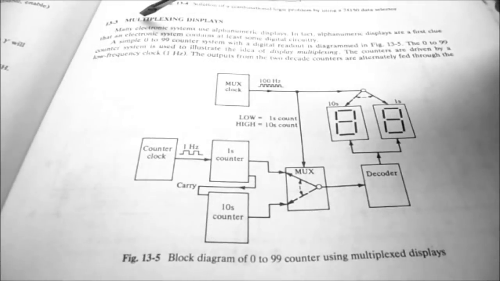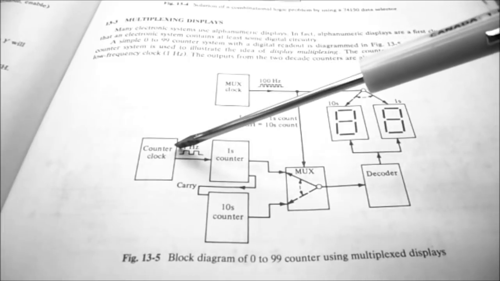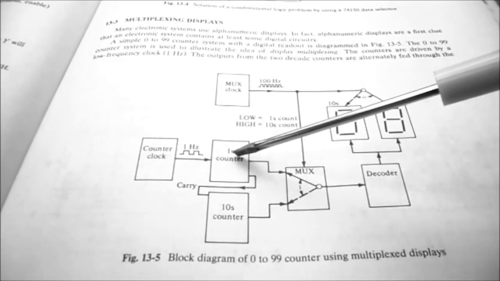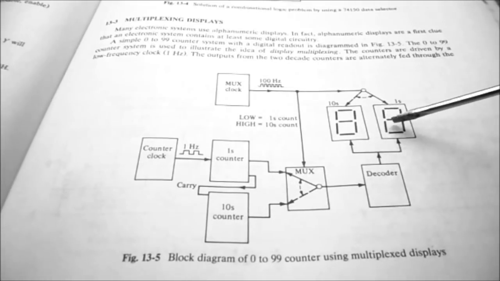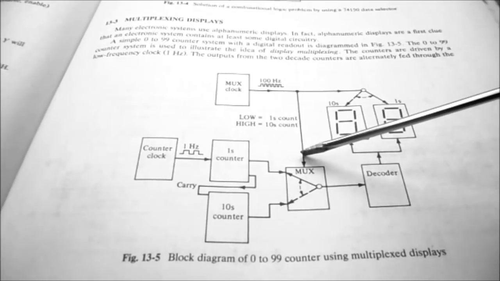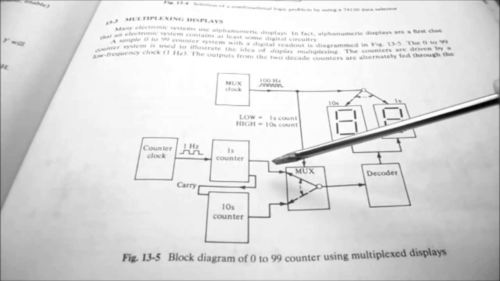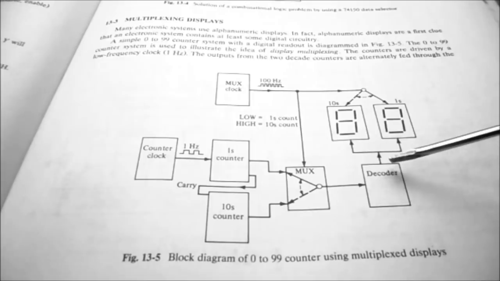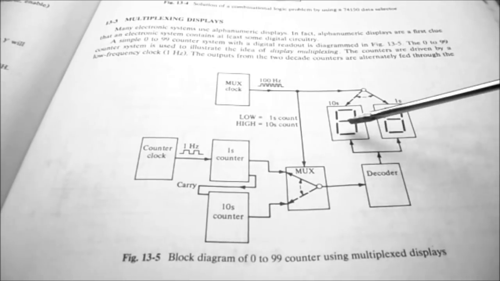Section 13-3 is about multiplexing displays, which is part of the lab we're going to be doing today. You can see we have a basic counter, so we have the ones count and the tens count. We want to put them on 2 separate displays. So what we do is send it through a multiplexer. While we're selecting the ones, it goes through the decoder and comes out on the ones display. And then when we select the tens counter, the tens digit comes in, goes through the decoder, and comes out on the tens display.